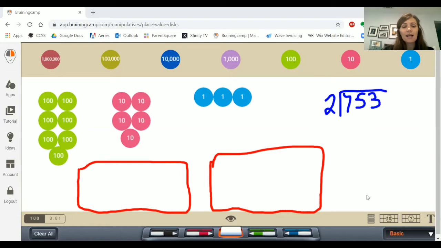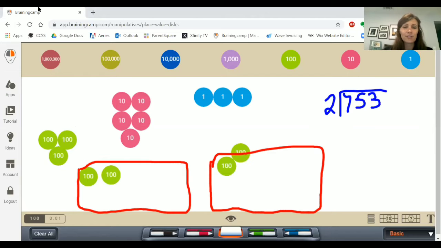So what I did is I put 2 groups here. So say I have $753 and I want to share it with me and a friend. Those are the 2 groups that I'm working with. So let's start with our hundreds. I'm going to give 100 to me, 100 to my friend, 100 to me, and 100 to my friend, 100 to me, and 100 to my friend.